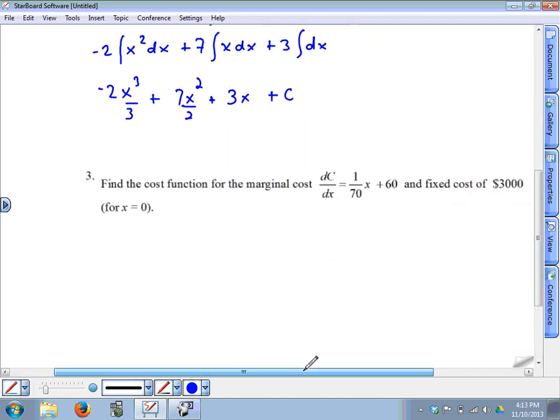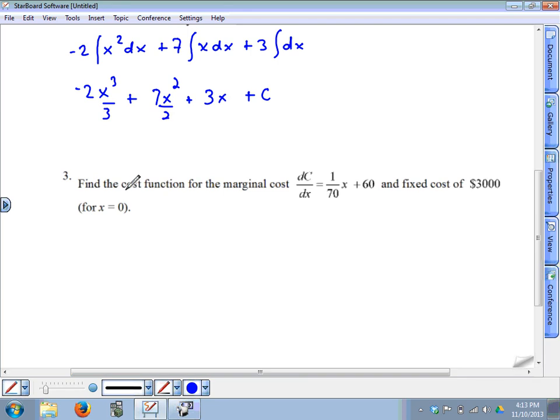Question 3. We need to find the cost function. Now we've been given the marginal cost. The marginal cost is the derivative. You notice here it's a dc over dx. So if we took the integral of dc dx, that's just going to result in that term canceling, so we're going to end up with a cost function.